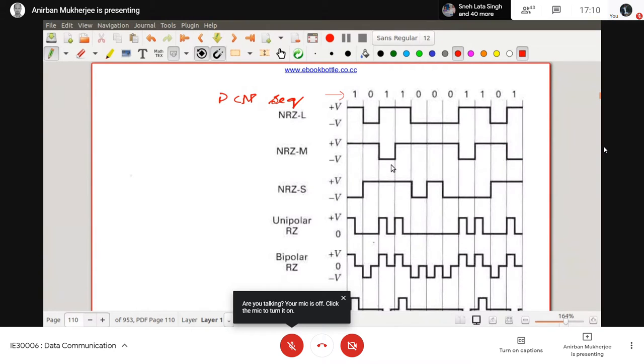Okay, so we discussed that this is my non-return to zero. That means there is no stabilizing at zero. I will not stabilize anything at zero voltage. Either it is plus volt or minus volt, and it is a bipolar coding. This is NRZ-L, NRZ-M. That is all in non-return to zero.